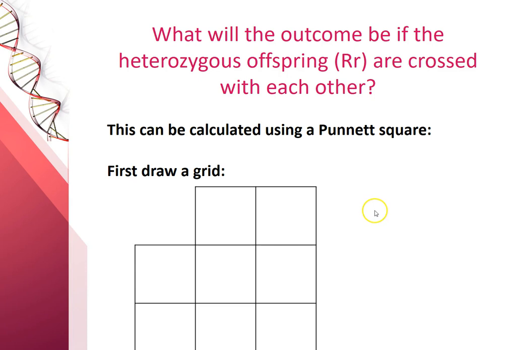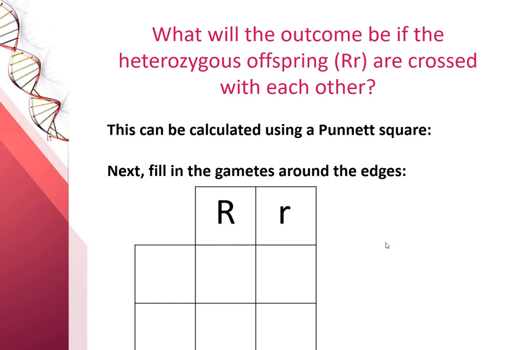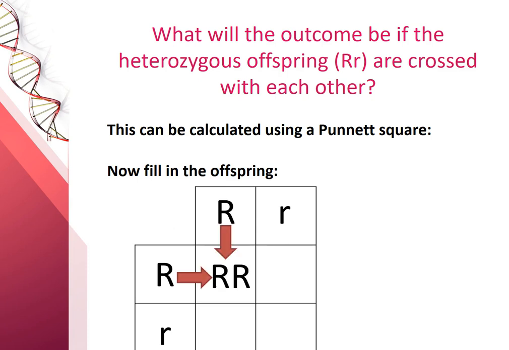So what if we then take these heterozygous offspring and cross them with each other? Again, start with a grid, add in the gametes, in this case it's the heterozygous gametes. Now fill in the offspring, again looking down and across each time to fill in the offspring. Notice here how we always put the dominant allele first if they're heterozygous.